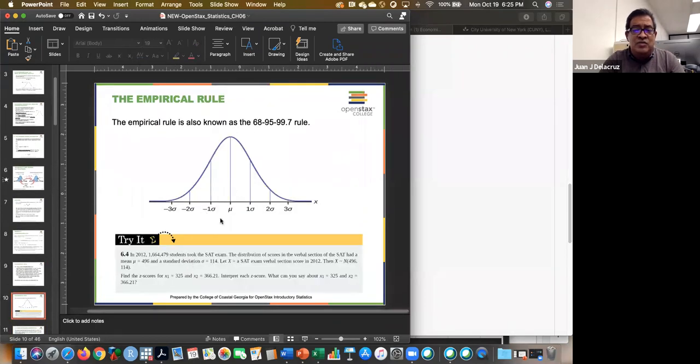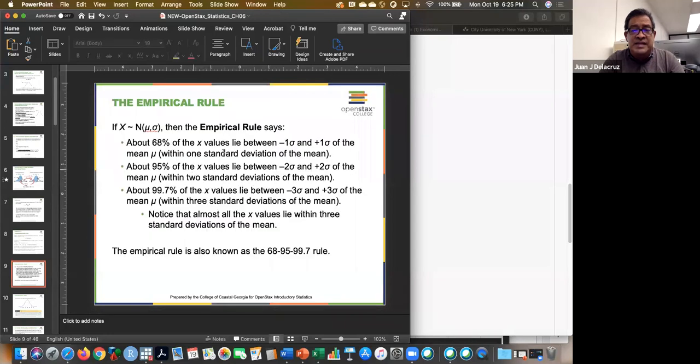That empirical rule says that within one standard deviation, we have almost 68% of the values lying between one standard deviation to the right and one standard deviation to the left. 95% of the values lie between two standard deviations to the left and to the right, and almost 99.7% of the X values lie between -3 and +3 standard deviations.